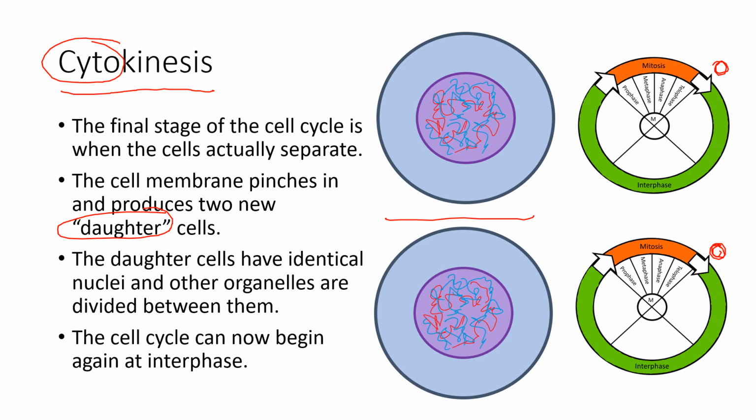So there you have it, the whole process, the cell cycle, interphase, mitosis, and cytokinesis, and you have 2 new identical cells.